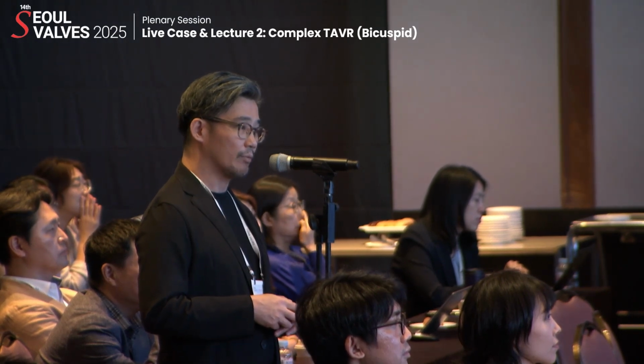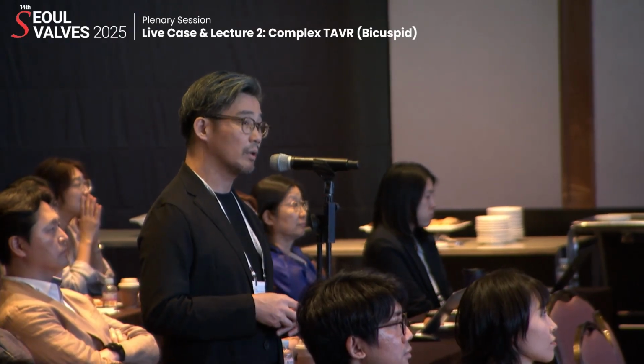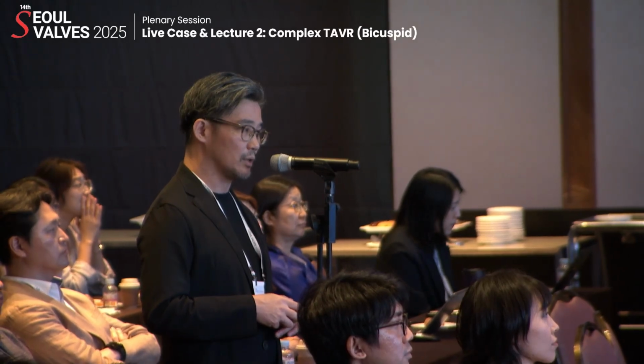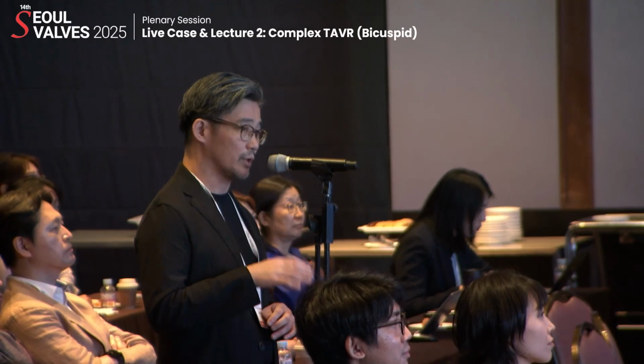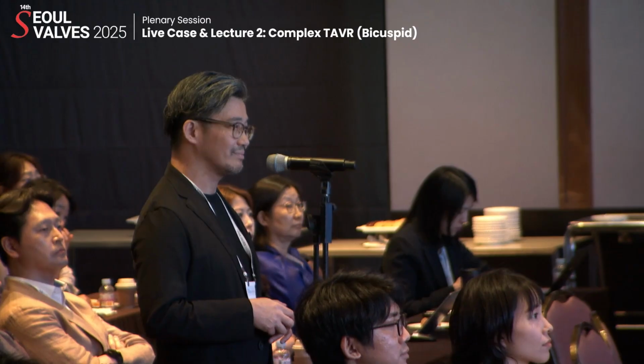And long-term durability is also a big topic, and we're always concerned about it. However, there is no evidence that the bicuspid is associated with worse long-term durability, so we need to see. So I think that maximizing the result of the initial index procedure is quite important by decreasing the mean pressure gradient as well as the PVL. So Ken, you don't routinely do a second inflation for all your Edwards valves?